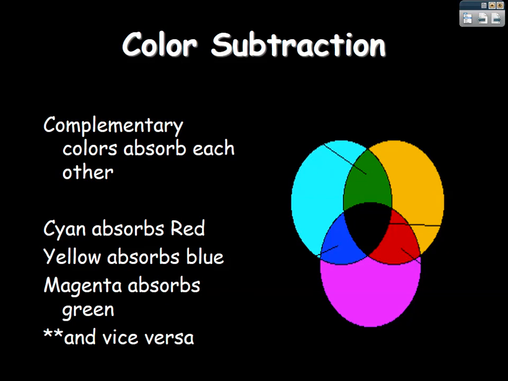If you notice, cyan, yellow, and magenta are the colors of color printer cartridges. Okay, because if you have these three colors, you can make any color.